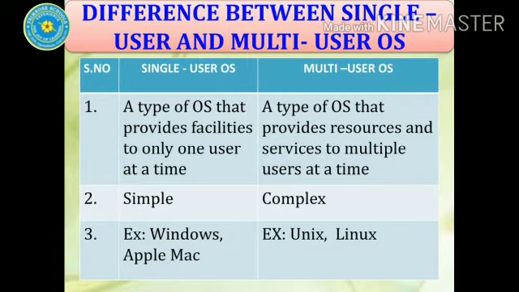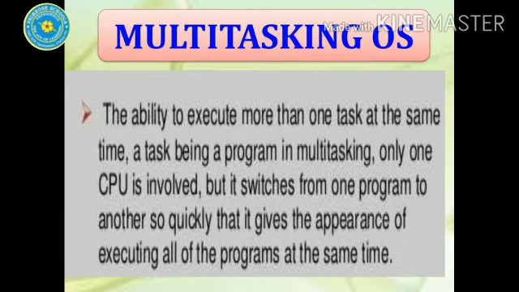Now, let us take a look at the third type of OS, which is multitasking operating system. As the name suggests, multitasking, multi means many, tasking means tasks, so many tasks at a time. So multitasking operating system would allow the user to perform various tasks at the same time. Multitasking operating system is the ability to execute more than one task at the same time. The task being a program in multitasking, only one processor is involved, but it switches from one program to another so quickly that you don't even know that it has a wait time.